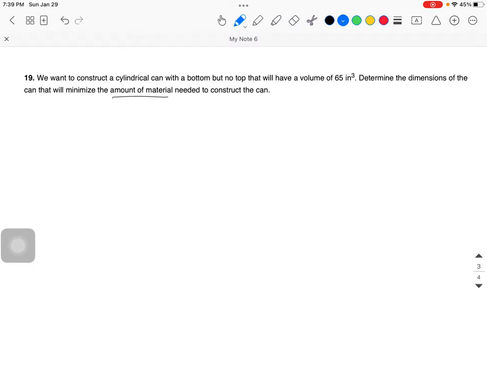All right, second example, here we go. We want to construct a cylindrical can with a bottom but no top. So I'm going to draw a cylinder that will have a volume of 65 cubic inches. Determine the dimensions of the can that will minimize the amount of material. So I think we're going to need a volume formula.